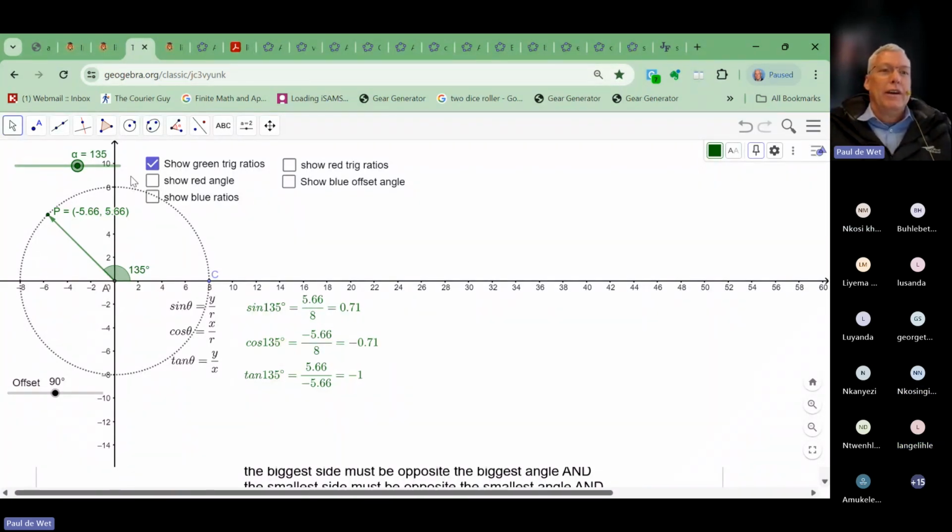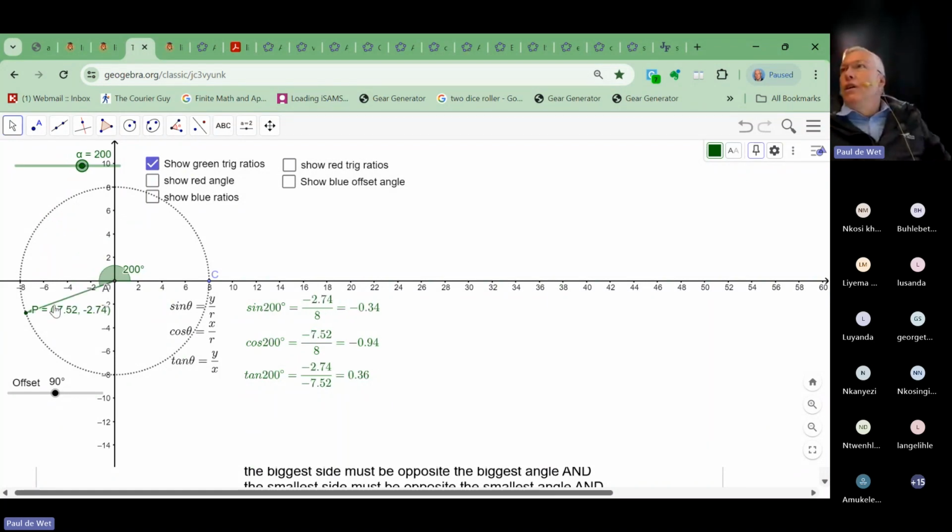And guys, I want you to have a look. When I get into quadrant 3, the x value is negative and the y value is negative. Remember, R is the length. It's never negative. So sine is negative because it's a negative divided by a positive. Cos is negative because it's a negative divided by a positive. Tan is positive because it's a negative divided by a negative. Remember in grade 8 we learned about integers. You divide a negative by a negative, you get a positive.